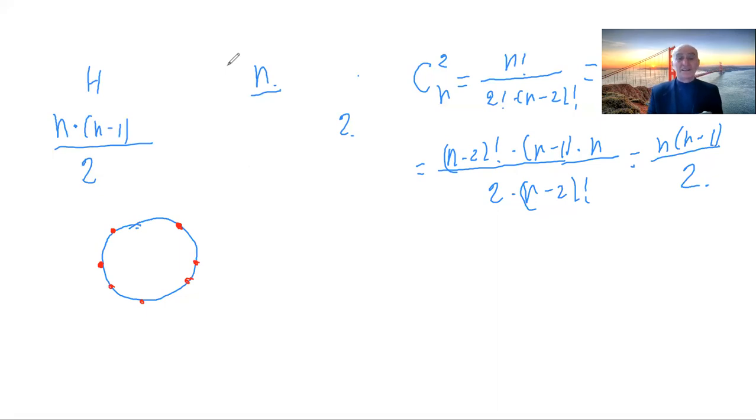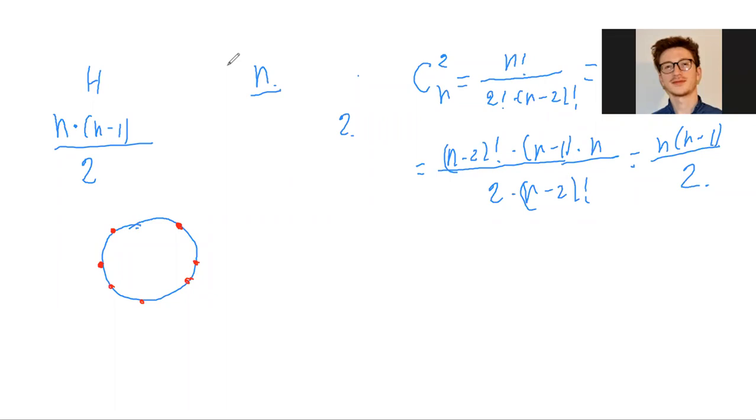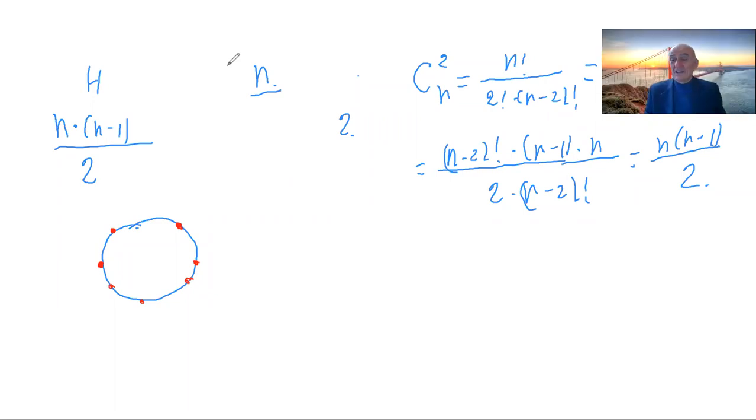Try to translate this problem in the set language. What does a triangle mean in the set language? Subset with 3 elements. Very good. It just means that we need to choose a subset with 3 elements. Very good, Georgi.